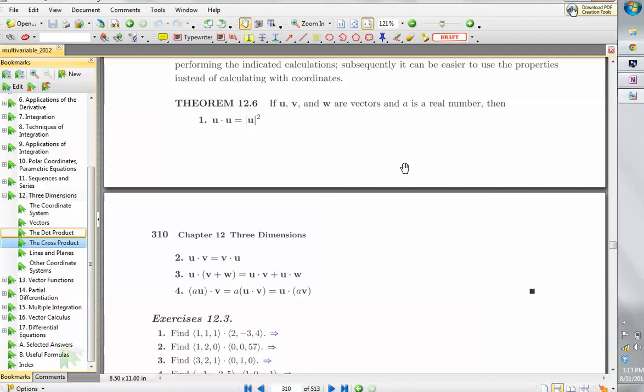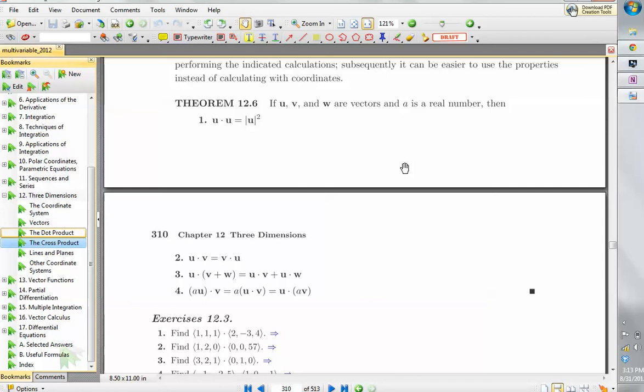How about this guy too? U dot v equals v dot u. We have a word for that in mathematics. What does that say about the dot product as an operation? Close. Commutative, yes. It's a commutative operation. Commutative means I don't have to worry about the order. I can do u dot v or v dot u.